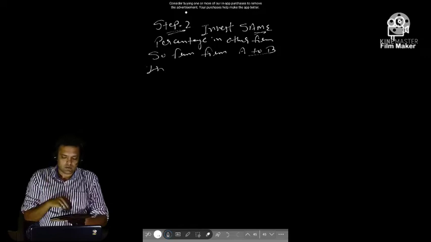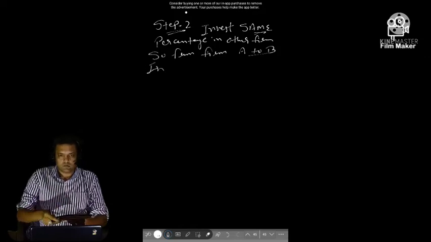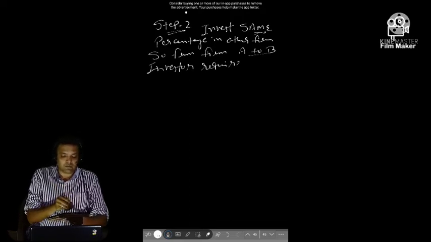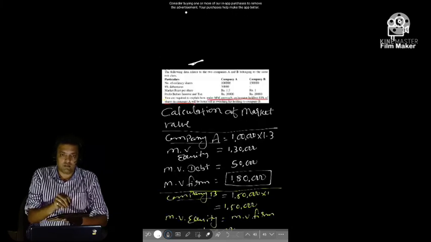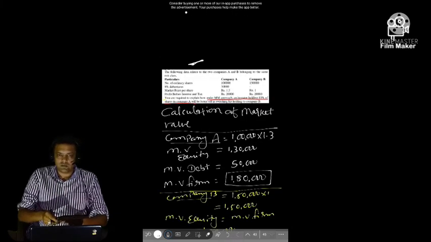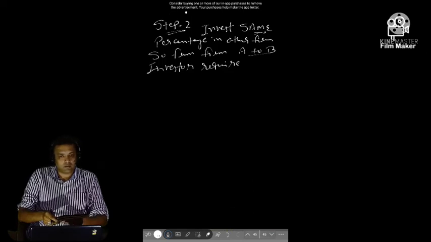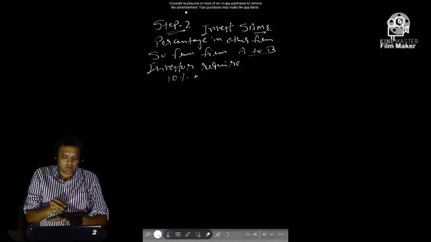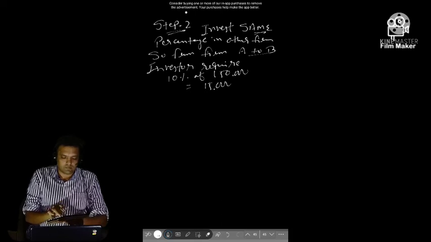Step 1 is over. Step 2 in the arbitrage approach is to invest the same percentage in the other firm. Now over here the other firm is none other than firm B. So invest the same percentage in the other firm.